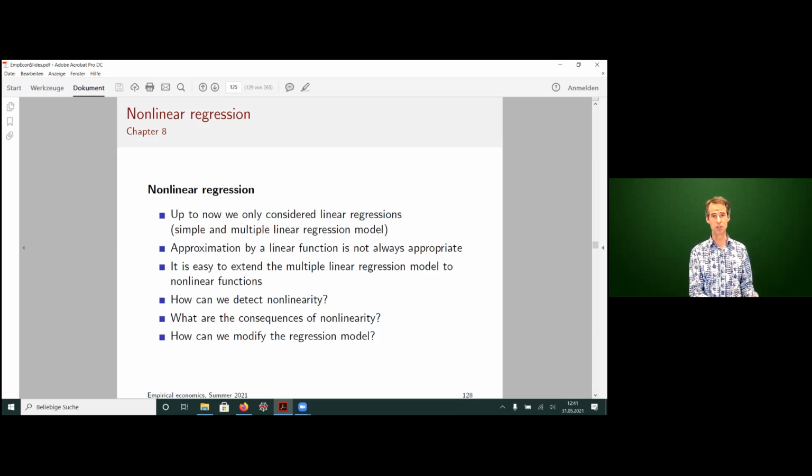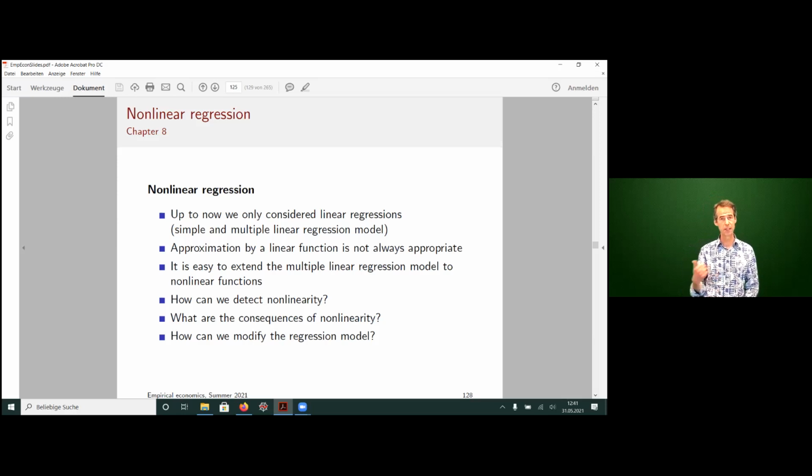Okay, so why do we still work with multiple linear regression models, even though we know that in some situations this assumption of linearity might be violated? And the answer is that it's surprisingly easy to reformulate the multiple linear regression models to take into account nonlinear functions. And this is what we are going to talk about today.